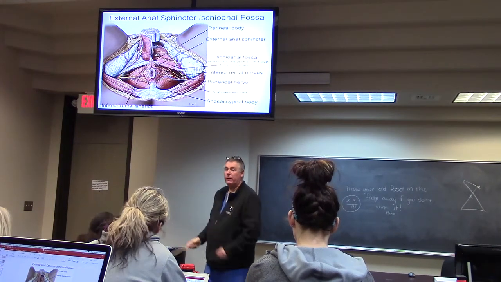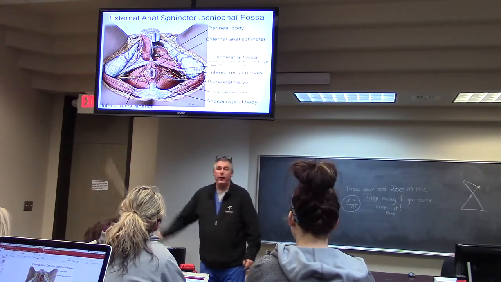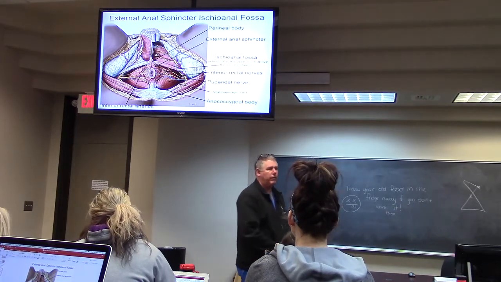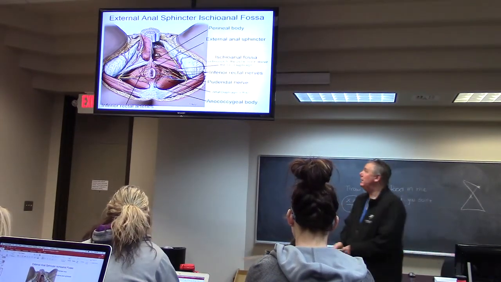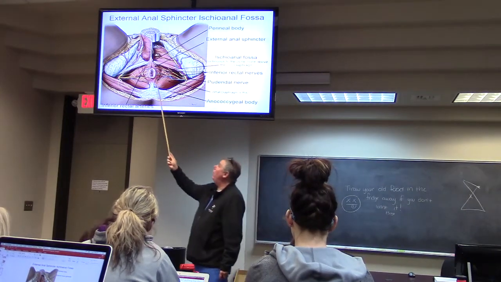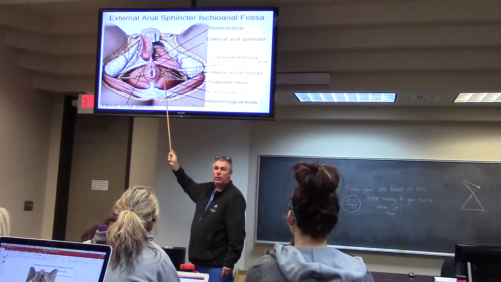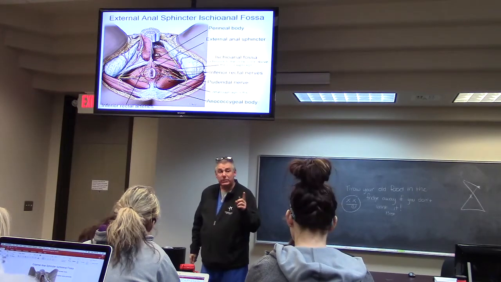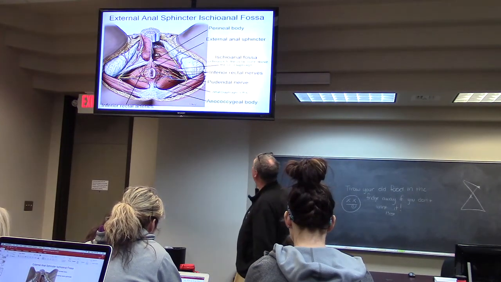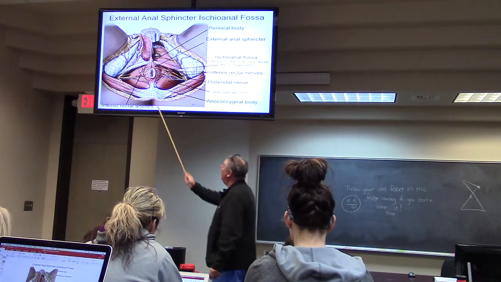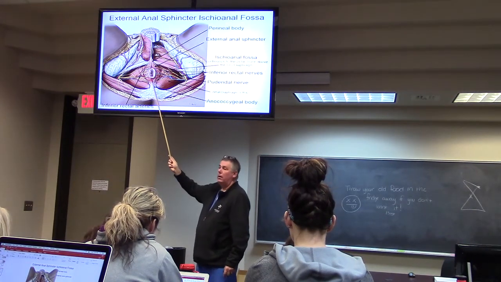Let me ask you a question. The nerve here, is it somatic or visceral? Somatic. It's somatic. When I say it's going over to here, where is here? The external anal sphincter. Does it say it up there on that thing? Good, you got it right. The external anal sphincter.